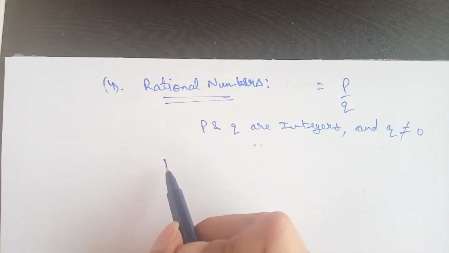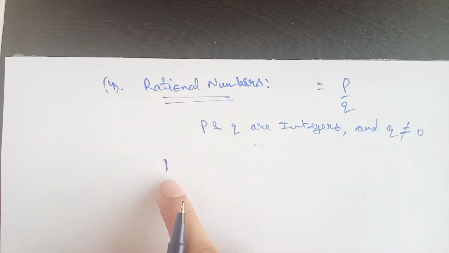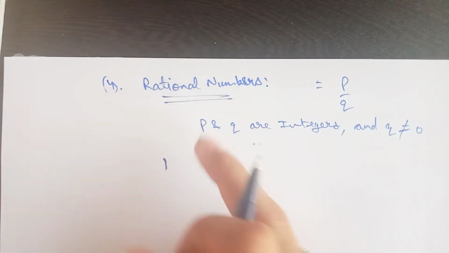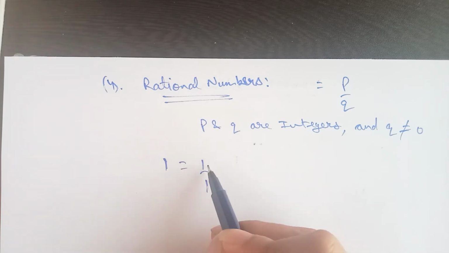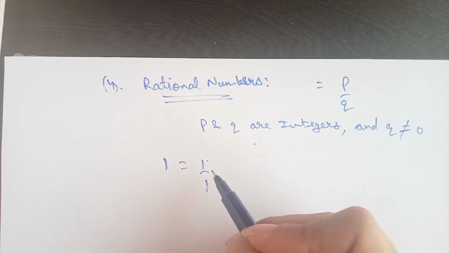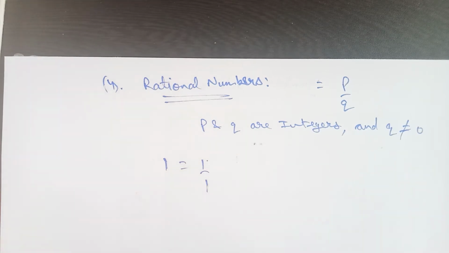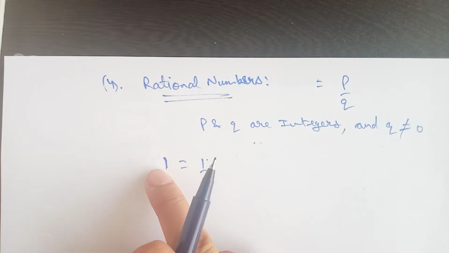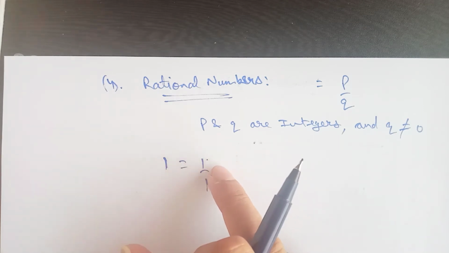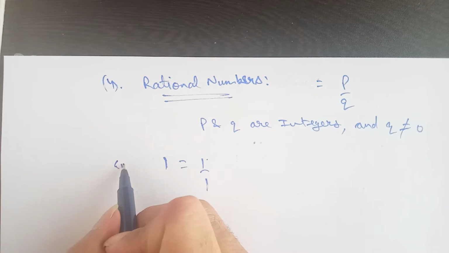For example, 1. It is a natural number, a whole number, an integer, and a rational number also. Why? Because 1 can be written as 1 by 1. Both are integers. This is p, this is q, and q is not equal to 0. So 1 is a natural number, 1 is a whole number, 1 is an integer, and 1 is also a rational number.